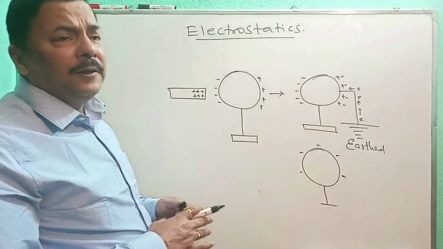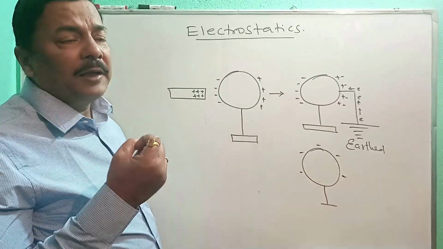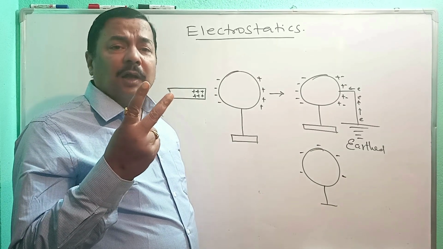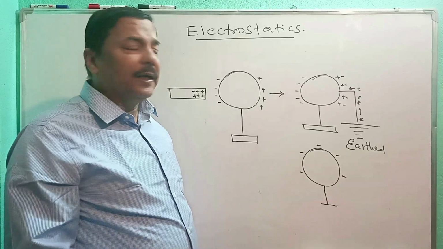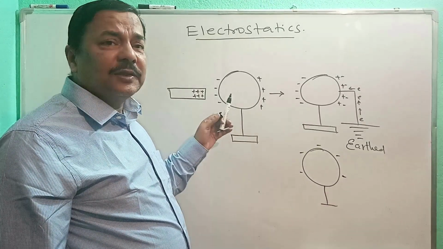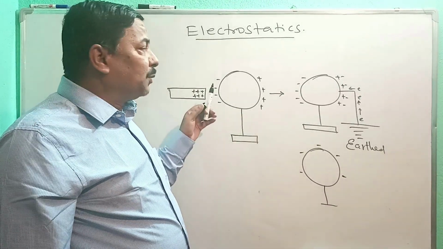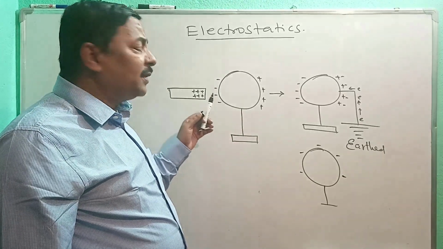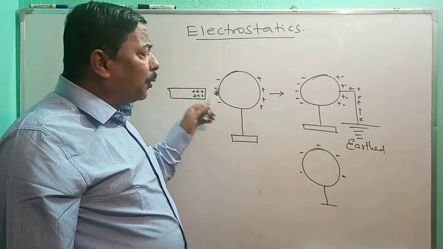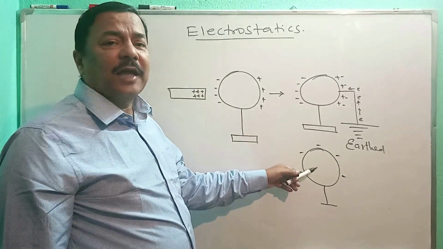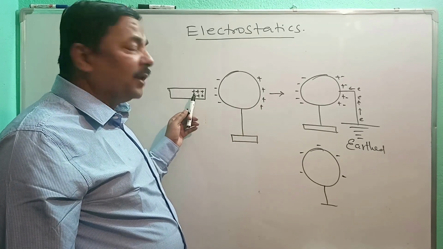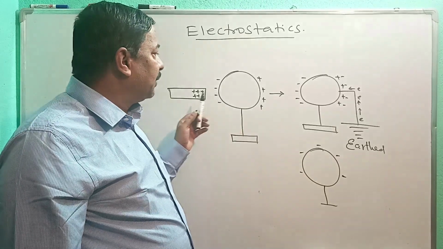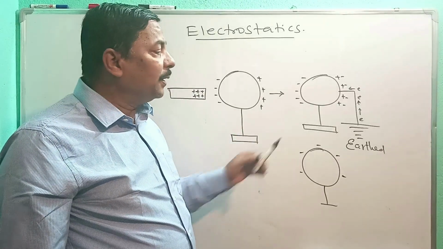So we have seen the three methods of charging: charging by friction or rubbing, second charging by conduction, and third charging by induction. In the process of conduction, a similar nature of charge develops on the uncharged body as is present on the charging body. Whereas in induction, the opposite nature of charge develops on the uncharged body. If positive charge is there, negative charge will be developed. If negative charge is there, positive charge will be developed.